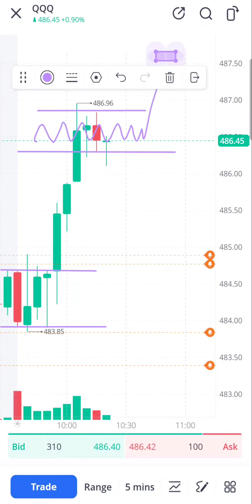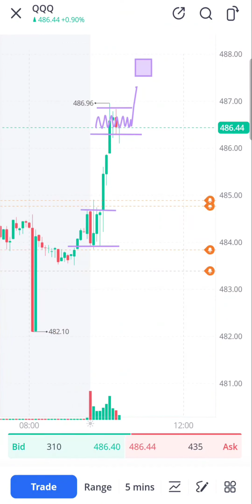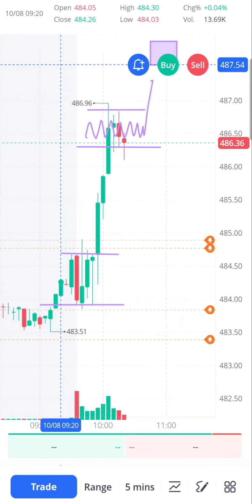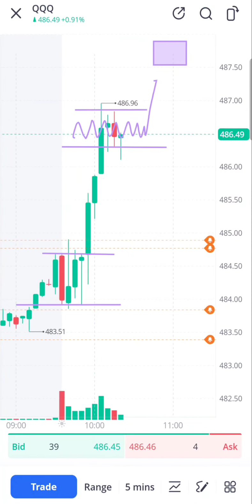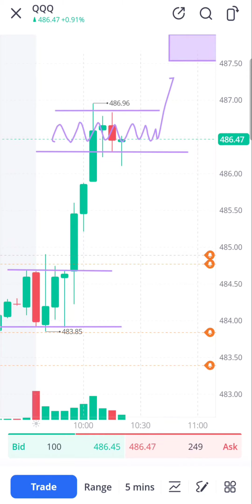So put my target right there. So zoom out, big picture. We're looking to break out of this channel between 486.96 and 486.29 and continue to rally higher. Okay. We've obviously got some buy interest. Okay. We may have hit a little resistance.